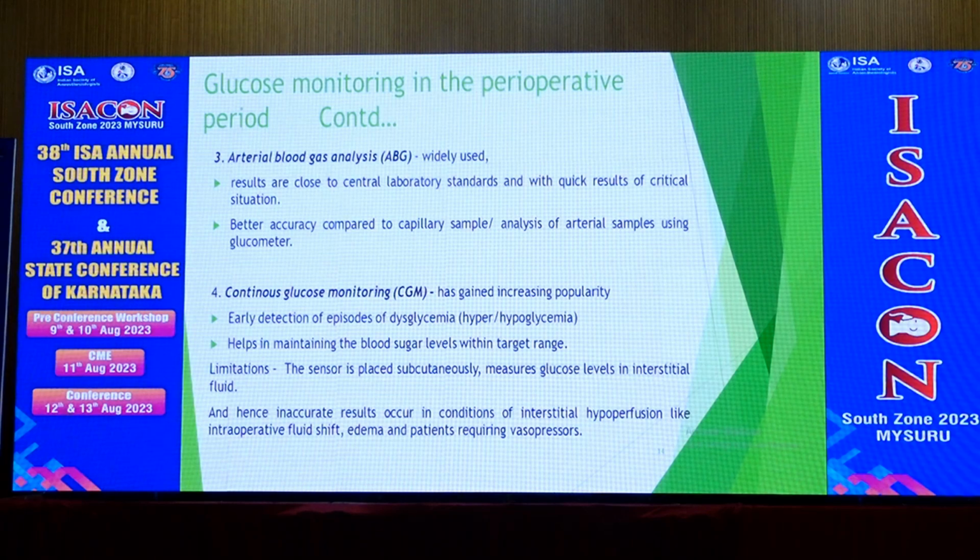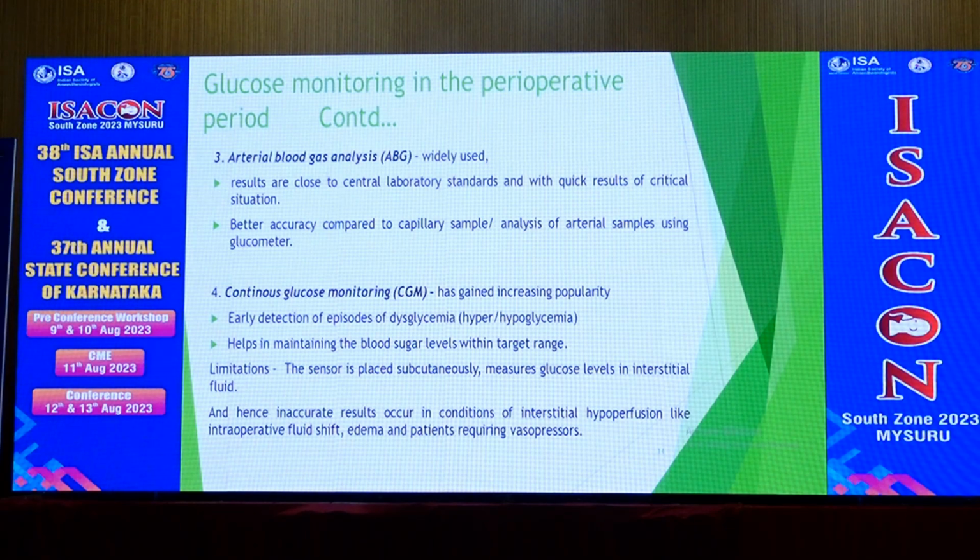The next method is ABG, or the arterial blood gas analysis. This is also widely used, especially in critical care situations or maybe a cardiac setup. The results are very close to the central lab values and quick results are obtained. The accuracy is definitely better than the capillary sample or the analysis of arterial samples using a glucometer.